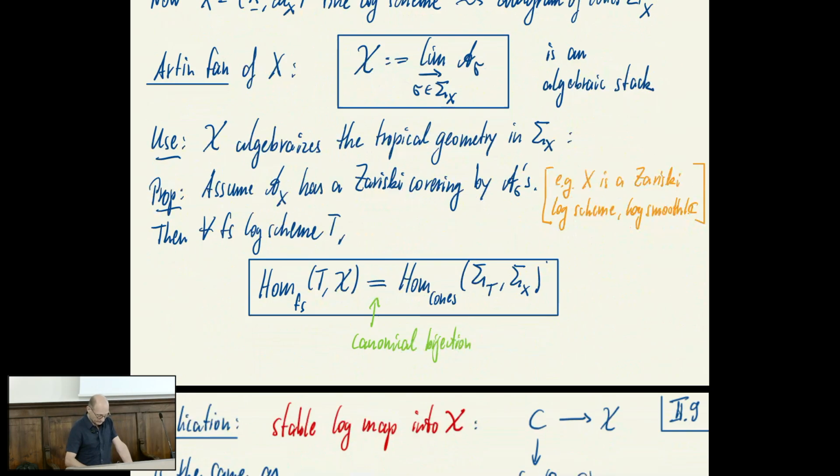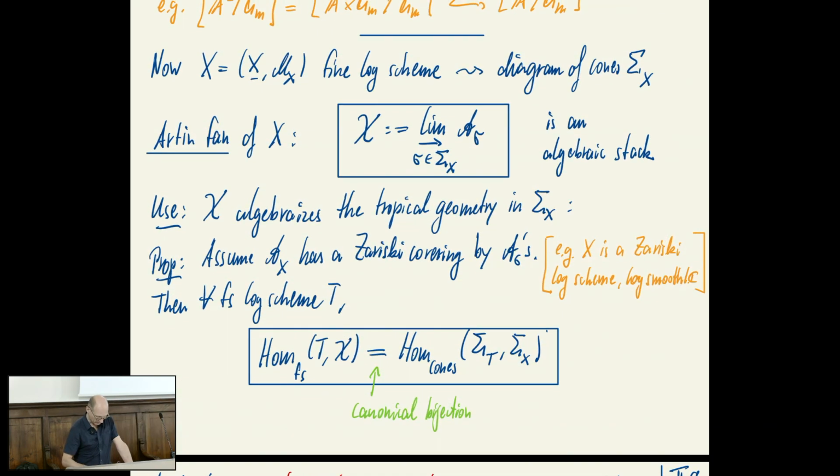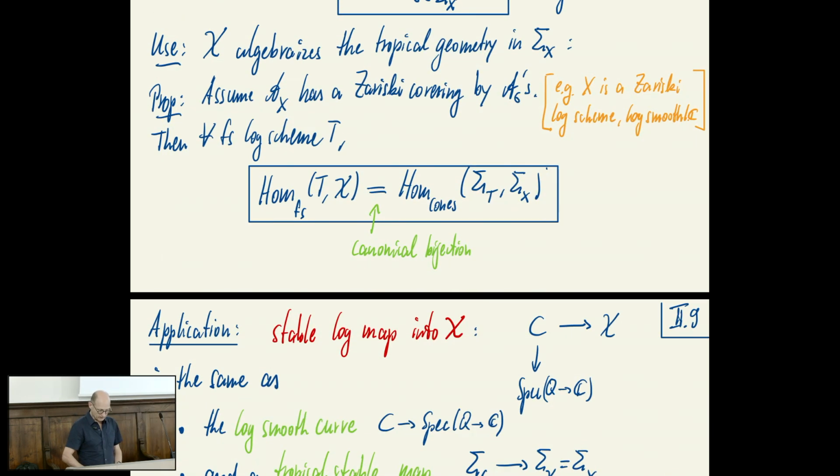But then we notice that this is actually not so horrible. It kind of algebraizes tropical geometry in the following sense: whenever you have an fs log scheme T, then the morphisms from T to this Artin fan are the same as morphisms from the tropicalization of T to this cone complex sigma X. So this is a very tropical object.